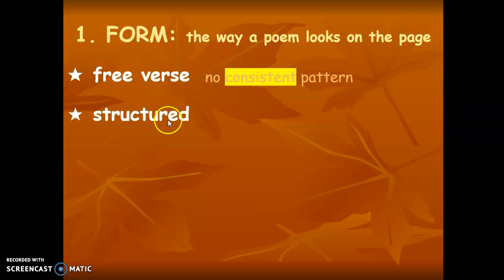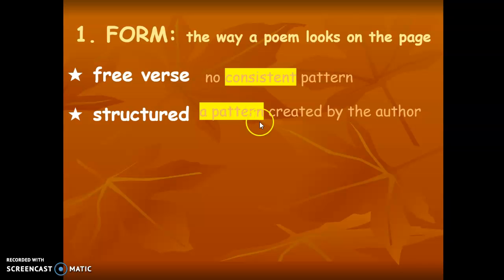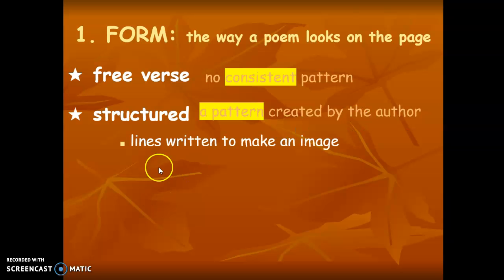If it's not free verse, then it's structured, which means, of course, it is going to have a consistent pattern. And it's a pattern that's there on purpose. The author wrote his poem intending for that pattern to be there. It's not accidental. And so when we look at the patterns, one type of pattern might be the shape of something. So I have seen poems where the words make the outline of a cloud, and then little words drip down from the cloud, kind of like raindrops. That form was not accidental. The author created that pattern, created that structure on purpose. Okay, so we'd say that the form of that poem is structured.